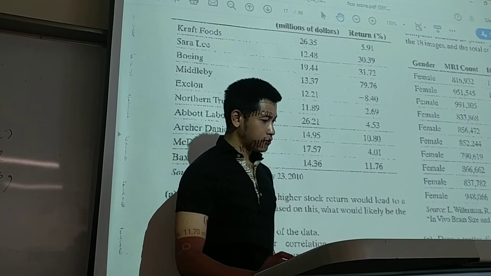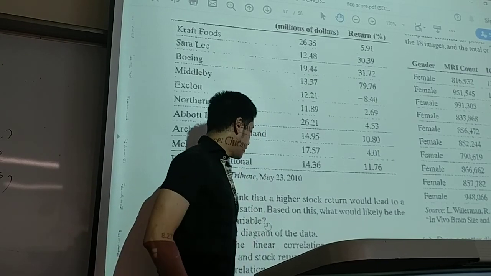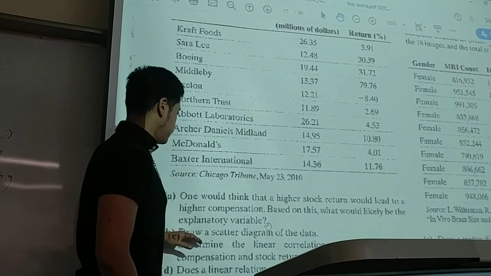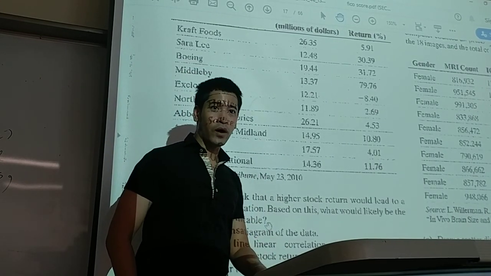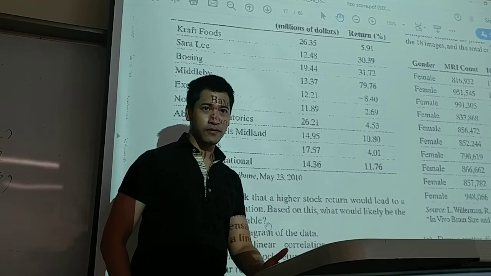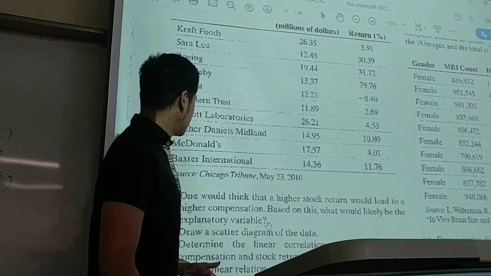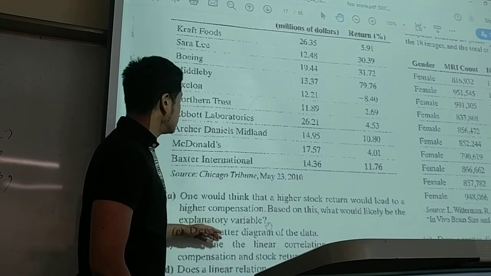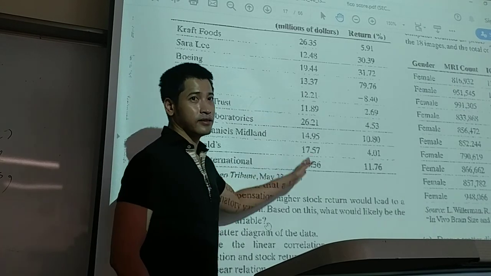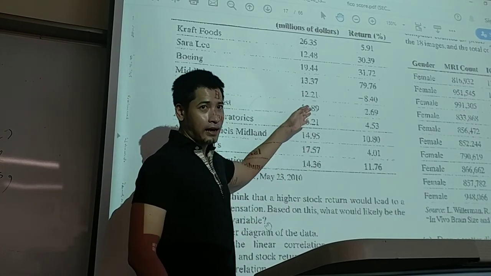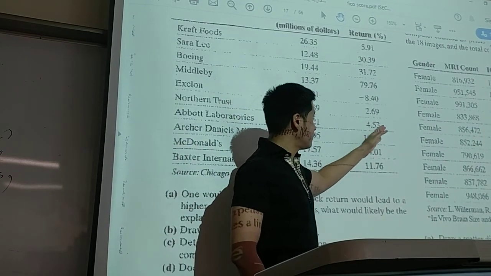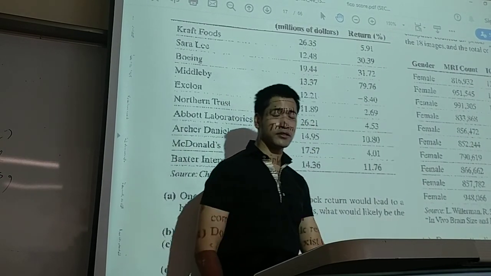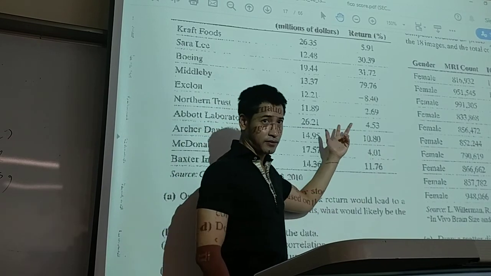Which one, according to question A, is the explanatory variable? Which variable is the X? The one that predicts the other one, which is the Y. Of course, the explanatory variable is the CEO salary. The higher you pay, it should be influencing the return of the stock in a positive manner, not the opposite.